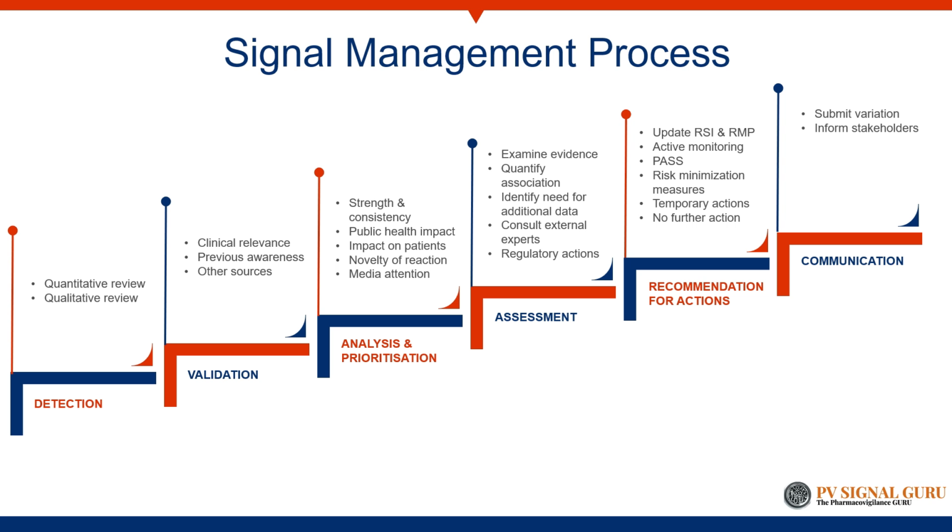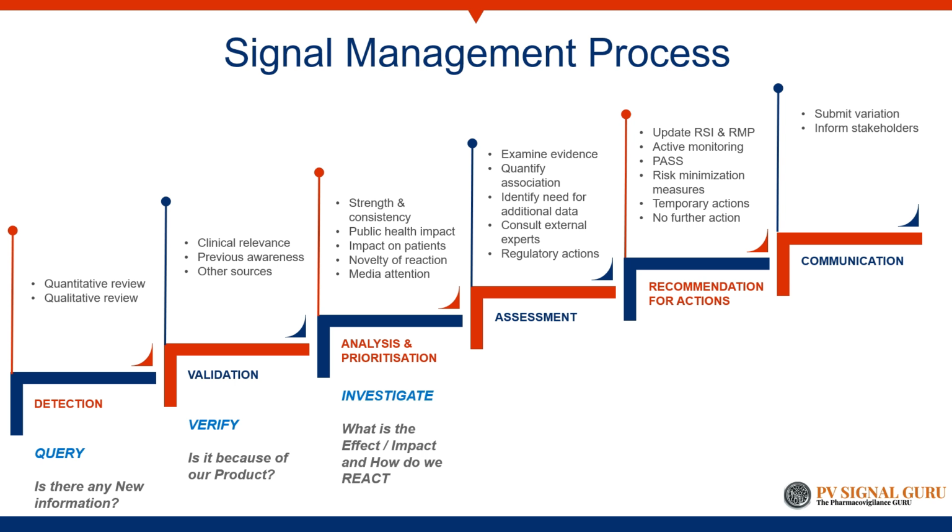So, from the overall signal management process, what are the key objectives and the key questions that need to be addressed at each and every step of this signal management process, from detection to communications? In signal detection, what we are trying to say is, is there any new information coming from review of various sources for our product? In validation, what we are trying to say is, is this signal related to the product, and does it justify performing a deeper analysis?